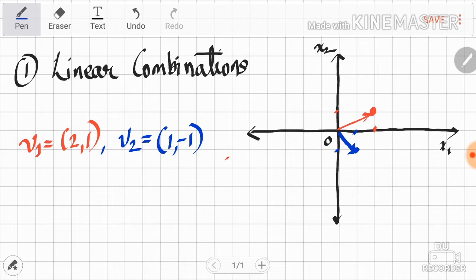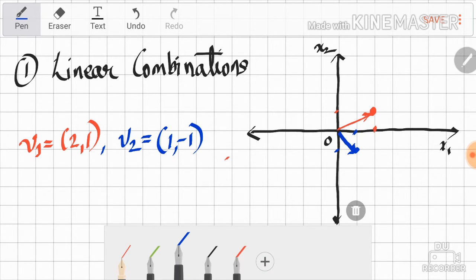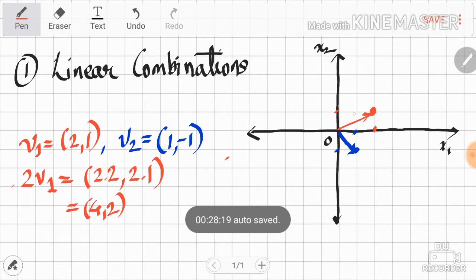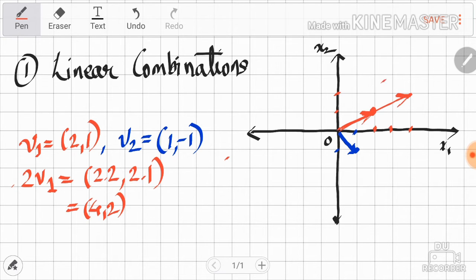Now let's say we scalar multiply the first vector by 2. So what would we get? We will get something like this. We will get 2 times 2 comma 2 times 1, which will be 4 comma 2. So the resulting vector, as we saw, will be 4 comma 2, 4 is here and 2 is here. So as we see, this vector is doubled.